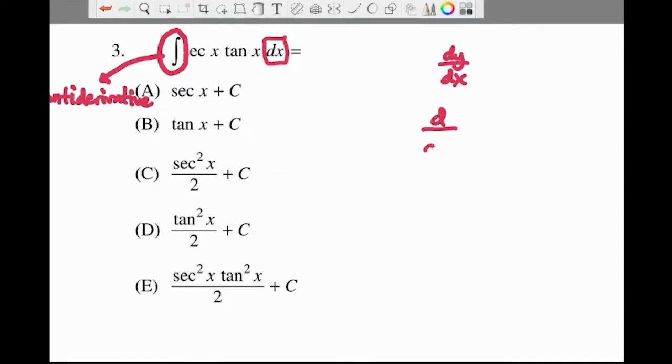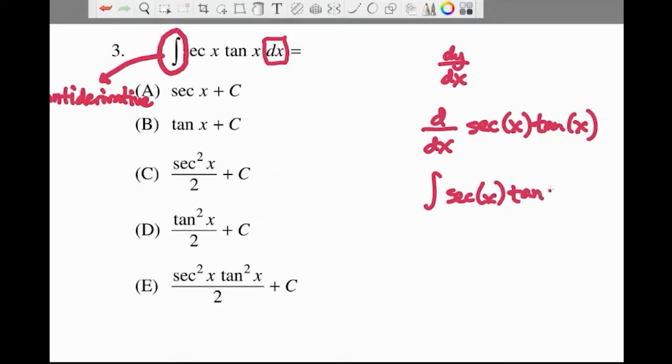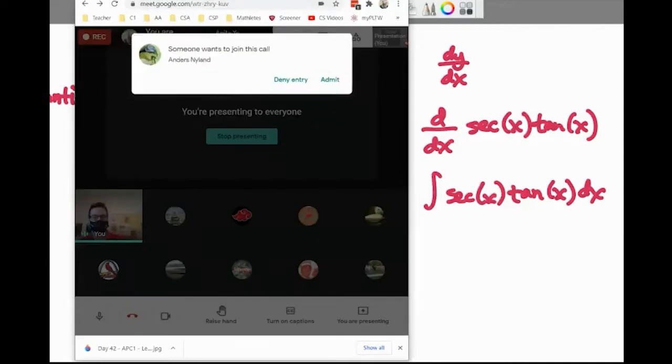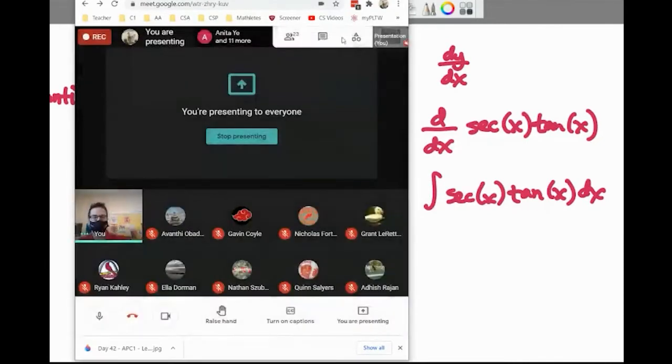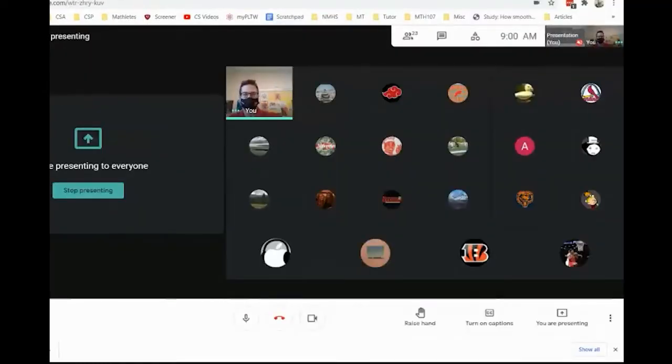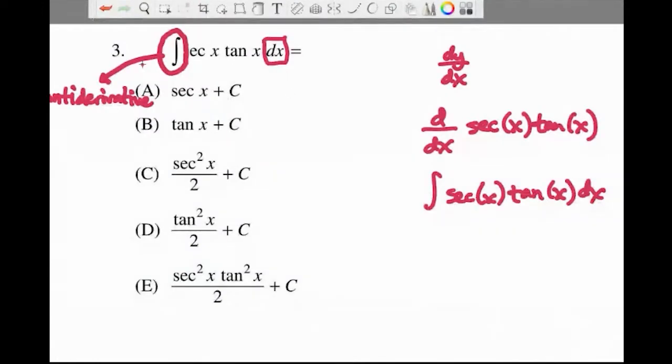So if you think of d over dx, and let's just say we had secant x tan x, the opposite of this would be what's written in the problem right there. I really want you to make sure you understand the notation on this, because it does come in handy later on. So that means antiderivative. Essentially what we're doing is the antiderivative of that secant x tan x.